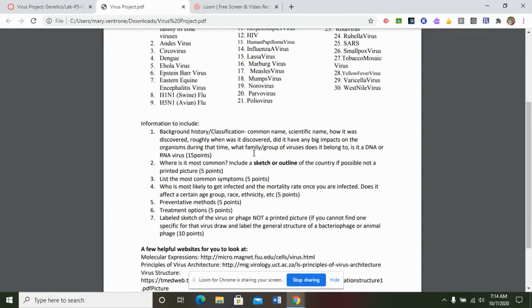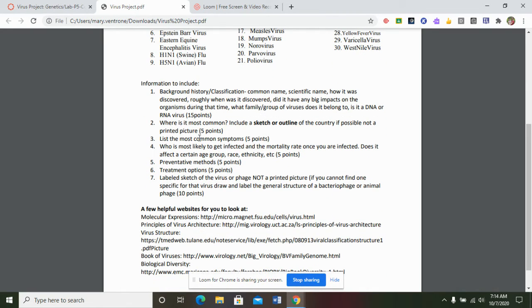How was it discovered? Roughly, when was it discovered? Give me a year if you can. Did it have any big impacts on the organisms during that time? So yellow fever, for example, had a huge impact on people at that time. What family or group of viruses does it belong to? And is it a DNA or an RNA virus? That is where the bulk of the 50 points is going to come from right there.